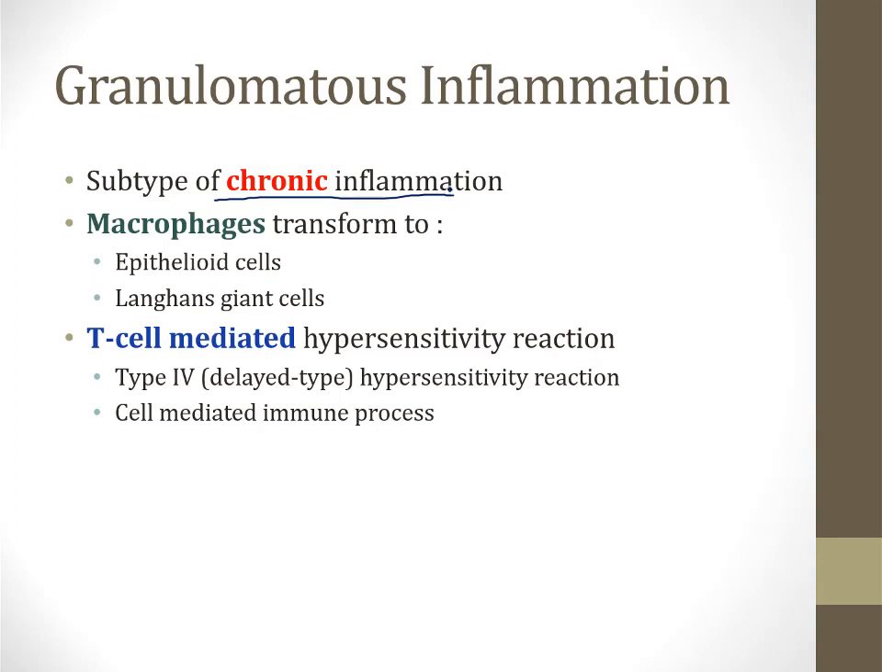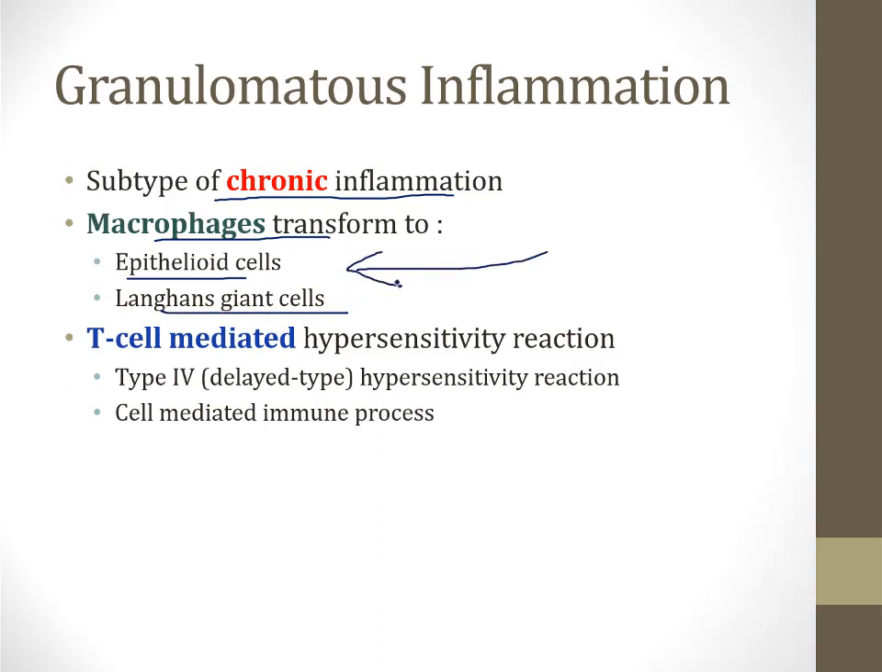It's a special form of chronic inflammation where structures called granulomas form. That's how it gets its name. Key cell types in granulomatous inflammation are, first of all, macrophages. Macrophages are heavily involved in this form of chronic inflammation, and they transform into two cell types. One is called the epithelioid cells and the other is called Langhans giant cells, and we'll talk about what both of these are in just a minute.